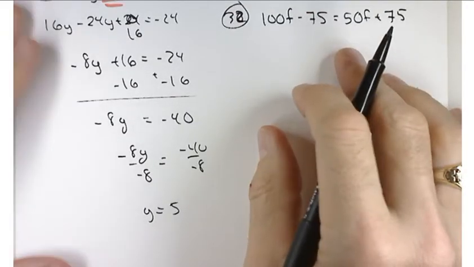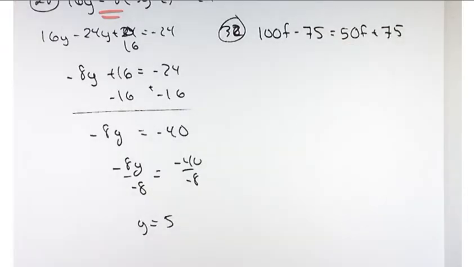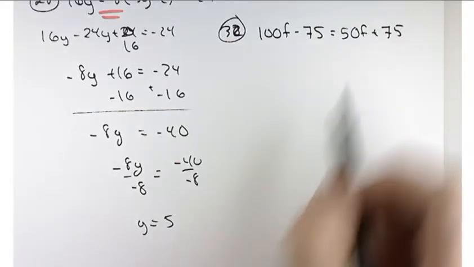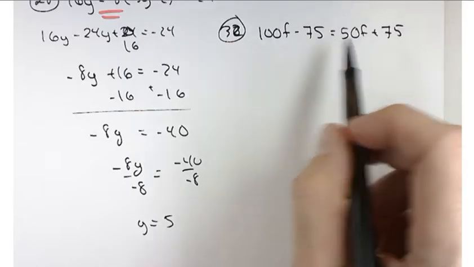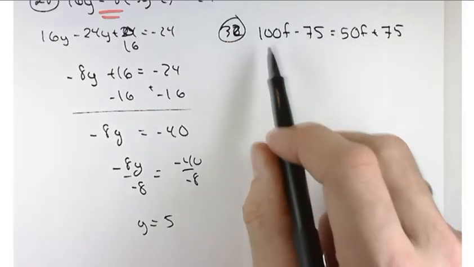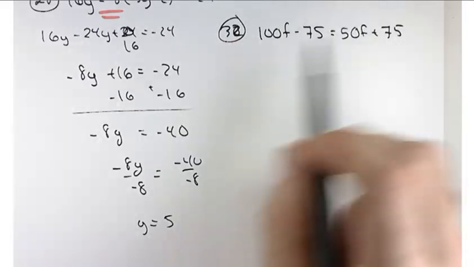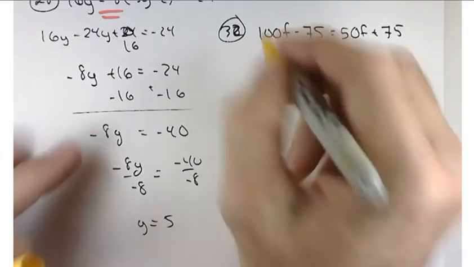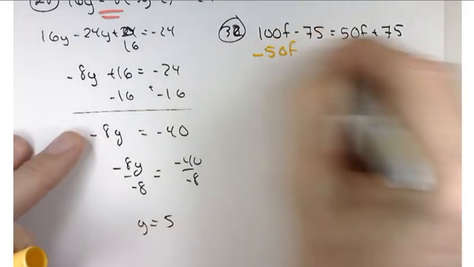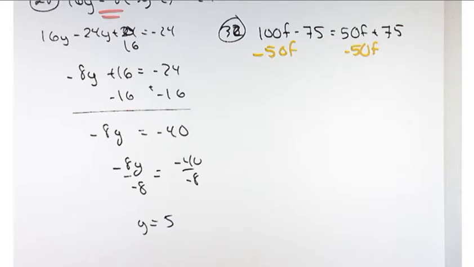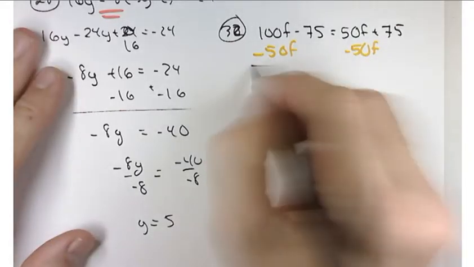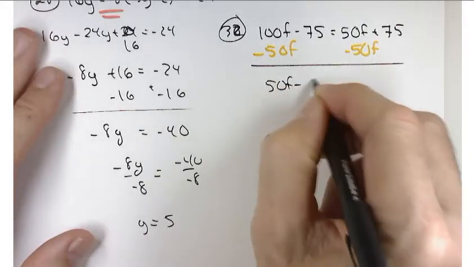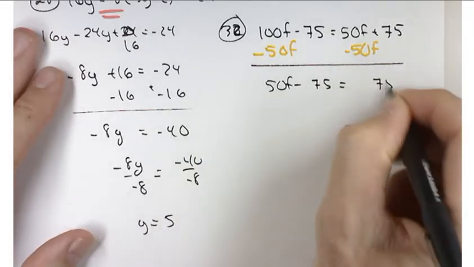Problem number 32. This one's a little bit different in as much as we've got the variable on two different sides. We need to start out by getting the variable on one side. Let me make a suggestion that you always put the variable on the side with the bigger coefficient. Since 100 is bigger than 50, let's put the variable on the left-hand side. So I'm going to subtract 50f from both sides. So, okay, 50f minus 75 equals 75.